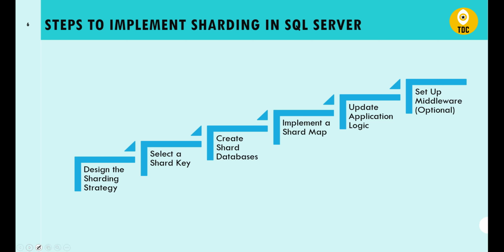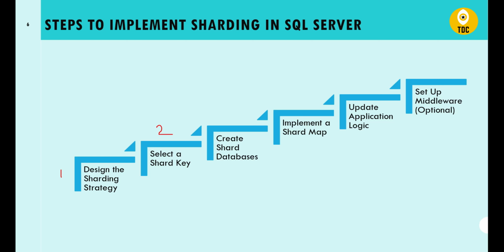So you have different steps to implement in sharding. Starting with designing the shard strategy, right? Suppose you have a shard strategy. You need to decide how to partition the data. Is it range based, hash based, right? What exactly do you want to base your sharding strategy on, right?